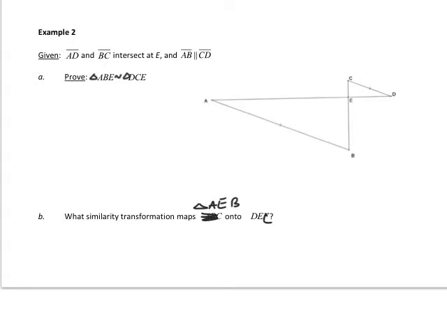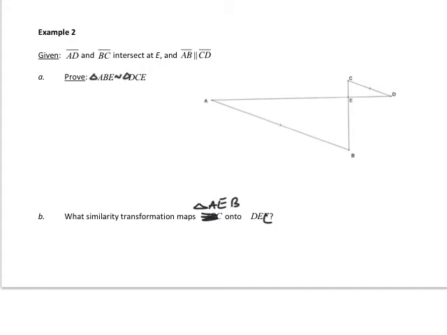So here's a similarity proof for you. I'm given that AD and BC intersect at E, and AB is parallel to CD. So you really don't have any information about the sides. This does not say they bisect. That doesn't mean that E is a midpoint. All it says is that they are intersecting.